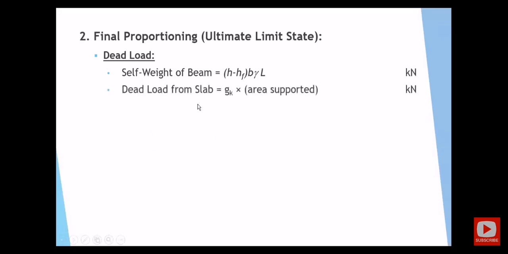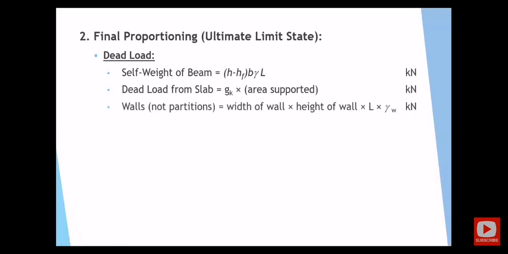Then we have dead load from the slab. Dead load from the slab equals dead load multiplied by the area supported. Okay, if you have an area of the slab supported on a beam, this area in meter square multiplied by the load in kilonewton per meter square will give you a load in kilonewton. This will be the dead load from the slab.